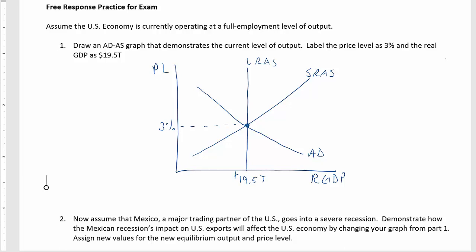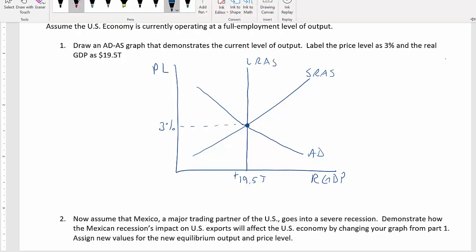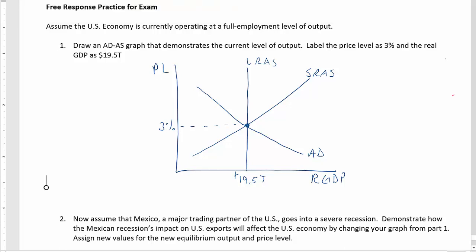All right, so that's pretty straightforward. Number two. Now assume that Mexico, a major trading partner of the U.S., goes into a severe recession. Since they're a major trading partner, they probably buy a lot of U.S. goods, and if they go into a recession, they're probably not going to buy as many. So let's remind ourselves: aggregate demand is equal to consumption plus investment plus government purchases plus net exports.